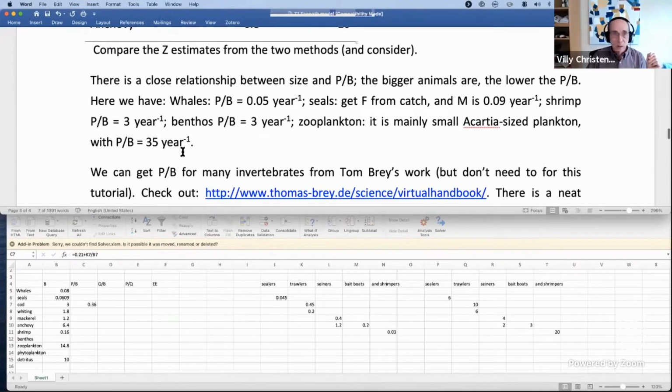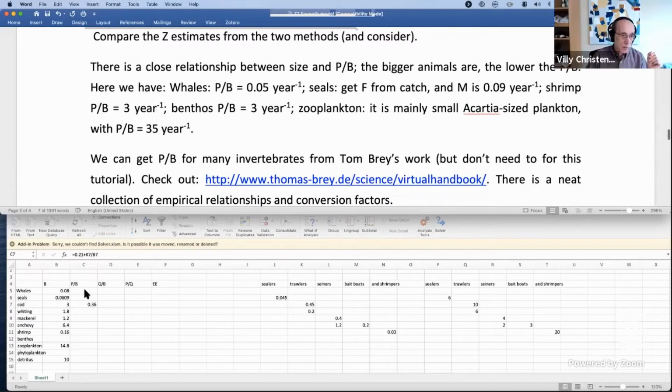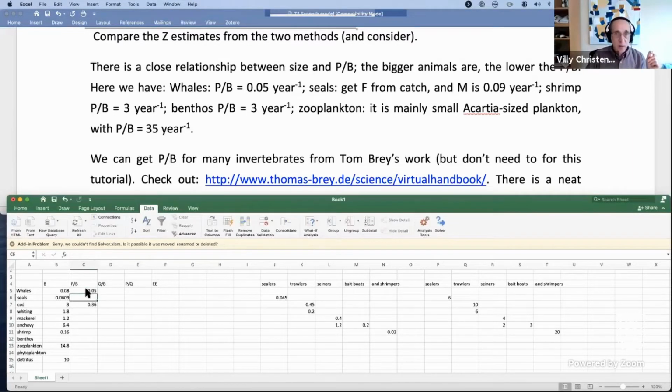It actually gives us some P/B values. We can take that. For whales, it's 0.05. That indicates 1 divided by 0.05 is 20. The average whale lives for 20 years in our system.